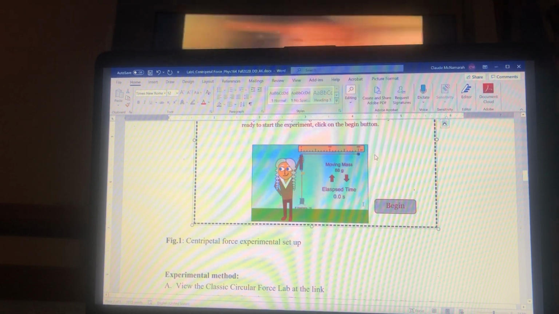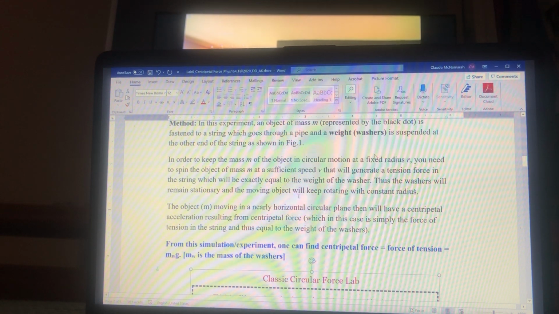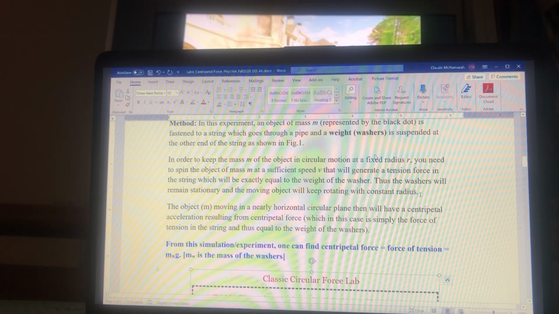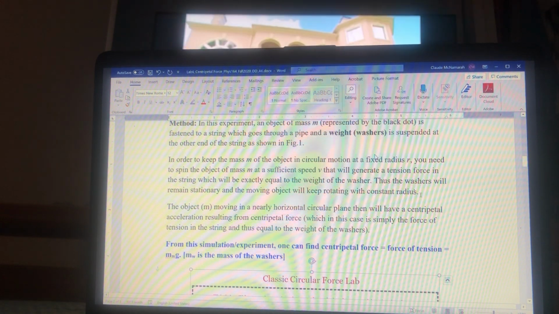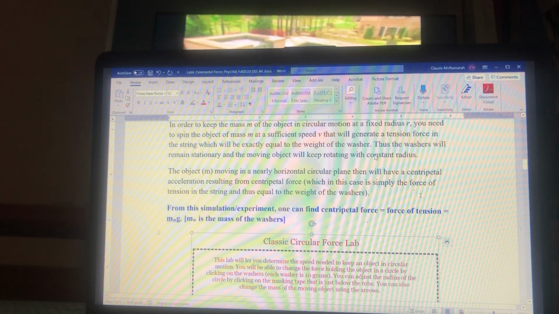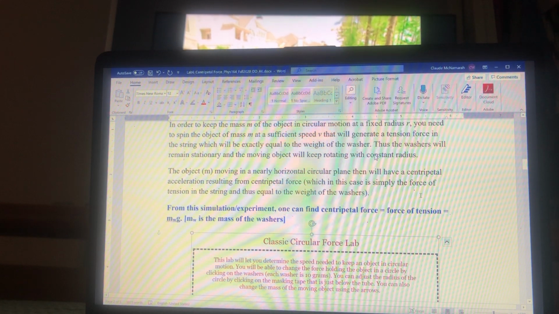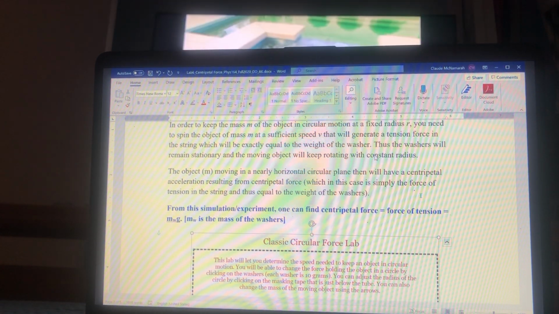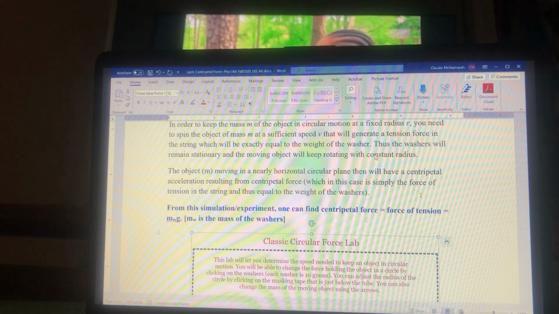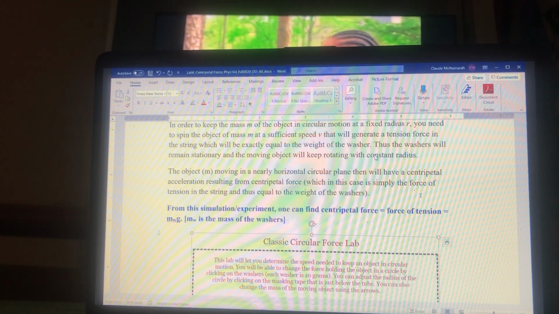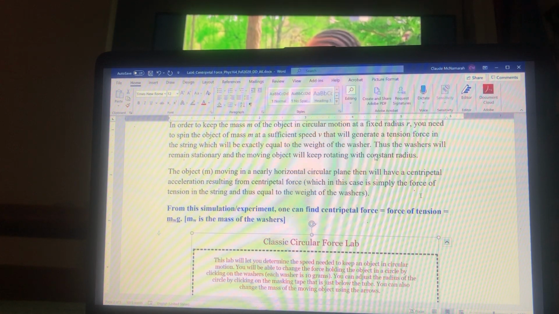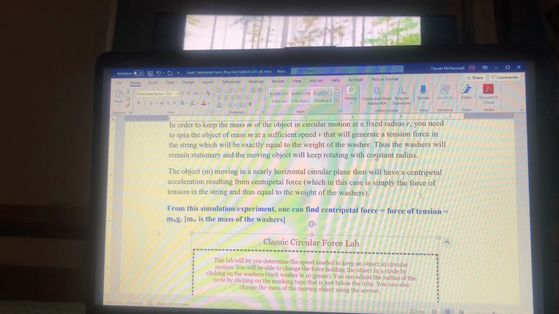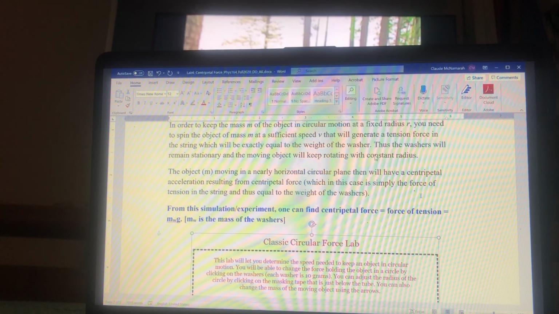Okay, thus the washer will remain stationary and the moving object will keep rotating with a constant radius. The object M is moving in a nearly horizontal circular plane, and then we'll have a centripetal acceleration resulting from centripetal force, which in this case is simply the force of the tension in the string and thus equal to the weight of the washer.